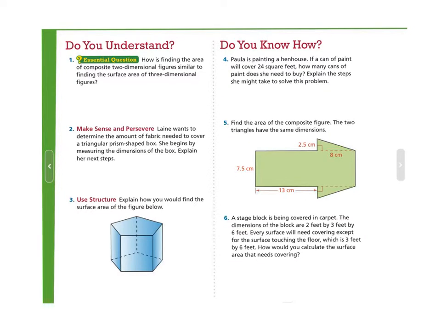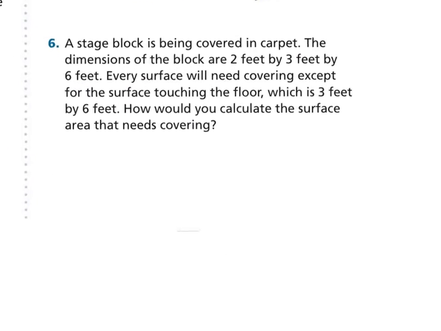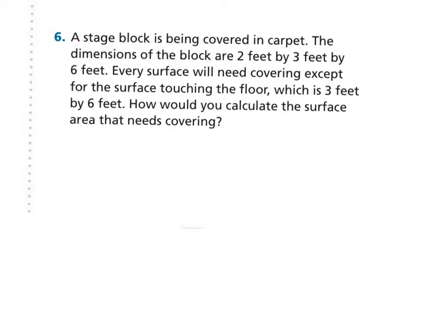We look at number 6. A stage block is being covered in carpet. Dimensions of the block are 2 feet by 3 feet by 6 feet. Every surface will need covering except for the surface touching the floor, which is 3 feet by 6 feet. How would you calculate the surface area that needs covering?